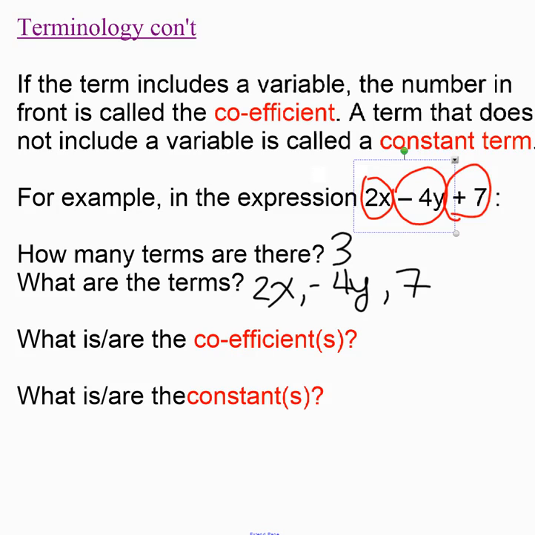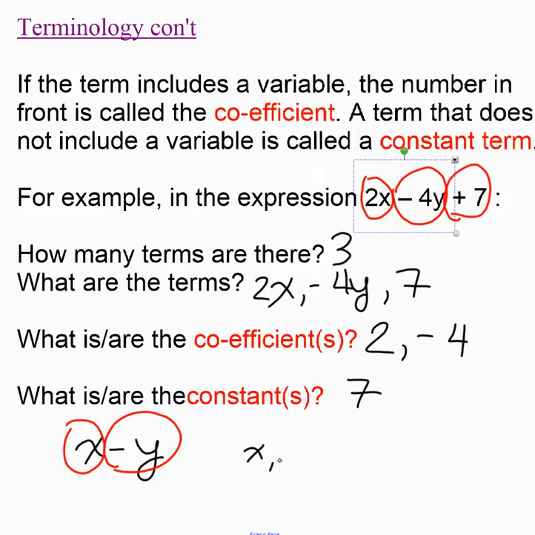So for these terms, the coefficients then, the first one, the coefficient of that term is 2, and the coefficient of that term then is negative 4. The constant in this case is 7. Now, one thing to be careful of, if I wrote x minus y, for example, there are 2 terms. The 2 terms are x and negative y.